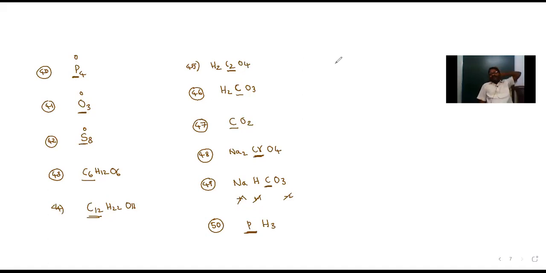We have covered oxidation states for 50 compounds. In the next class, I will take up some more compounds. We will calculate for ions. In the next class, I will take up the ions where we find the oxidation state of required elements.